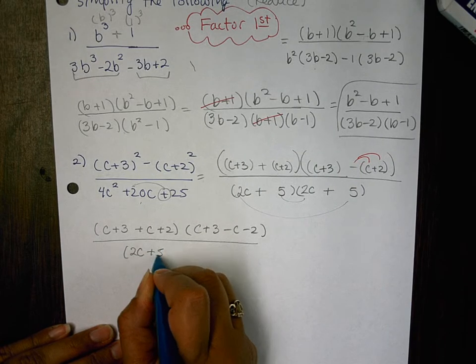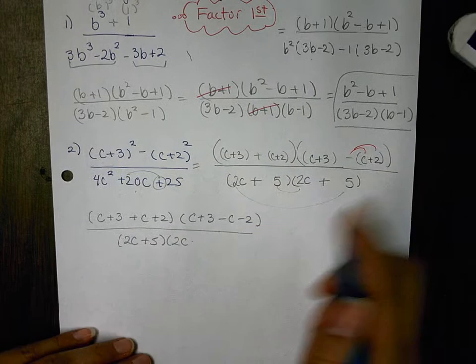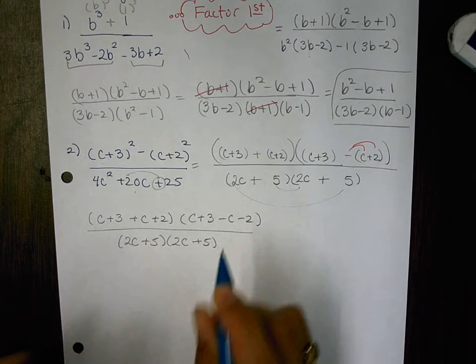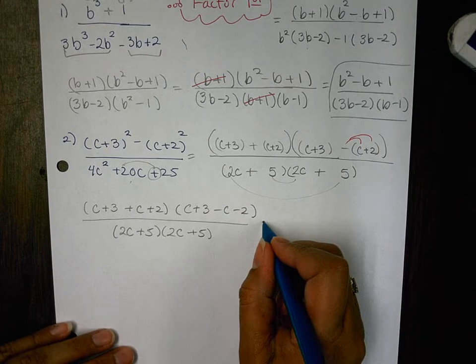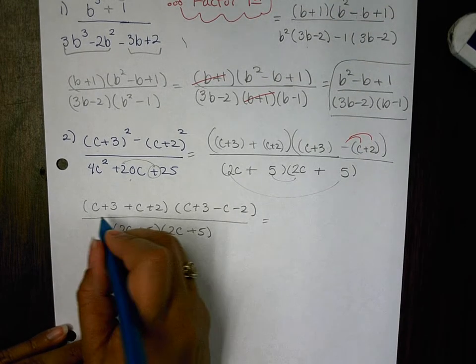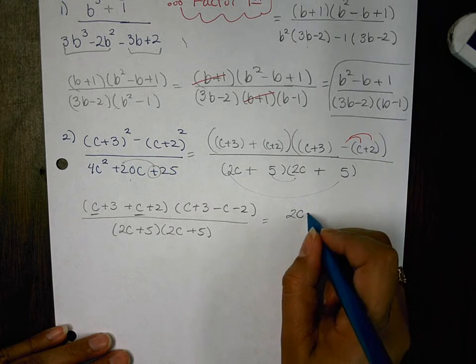2c plus 5, 2c, oh, we can write that as 2c plus 5 quantity squared. I'll do that later, but for now I already wrote it out. But you could write that as 2c plus 5 quantity squared. Okay, combine like terms. That gives me 2c plus 5.